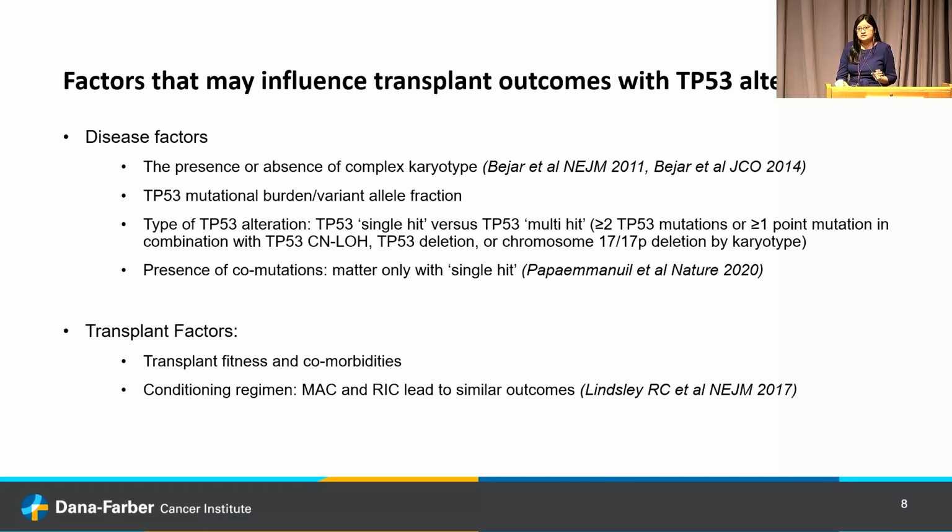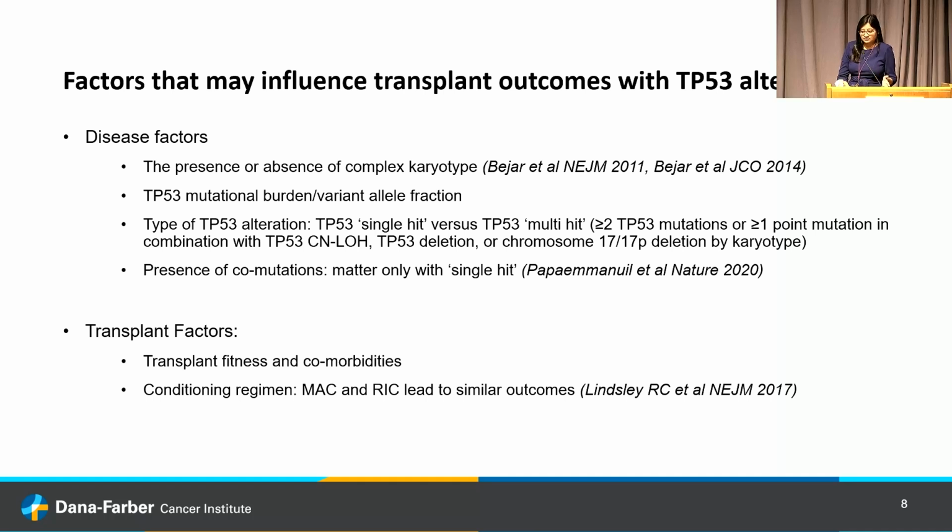So single hit is a single P53 mutation without any other alterations, whereas multi-hit is 2 or more P53 mutations or 1 or more point mutations in combination with copy number loss of heterozygosity, deletion, or chromosome 17 deletion by karyotype. And these are all metrics that we can obtain with our normal clinical workup. Presence of co-mutations has always been less important with P53, particularly biallelic P53.